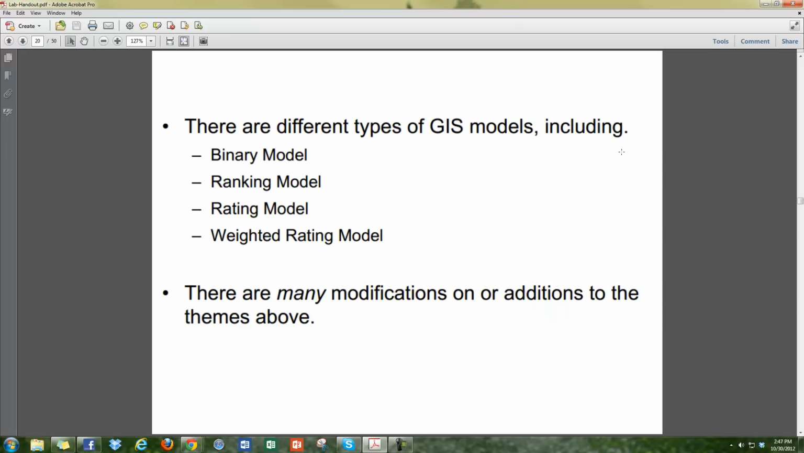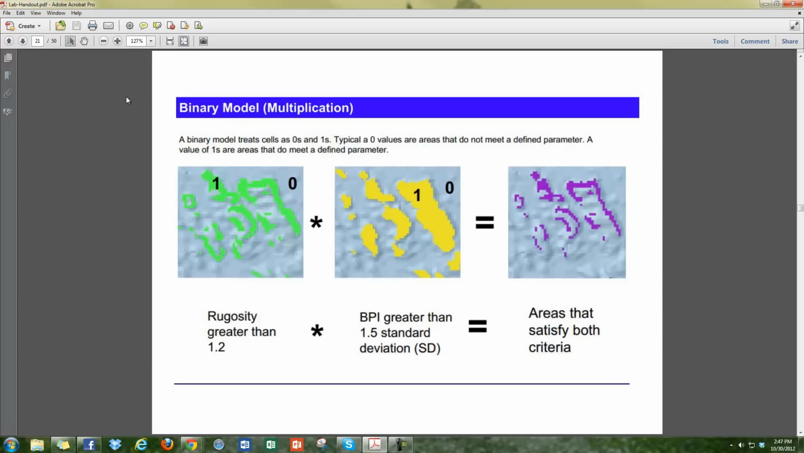So there's different types of GIS models. We have the binary model, the ranking model, the rating model, the weighted rating model. There's ways that you can modify these different kinds of models, and there's thousands of different types of models you can do. It's almost limitless how you can modify these, but we're going to do a simple binary and ranking model today. So for example, a binary model is that true-false, where 0 is false and 1 is true. 0 is a value that doesn't meet the parameters, and 1 does.